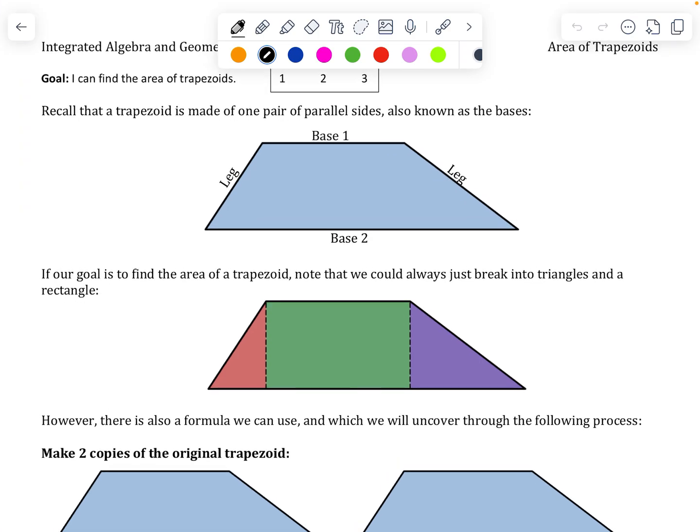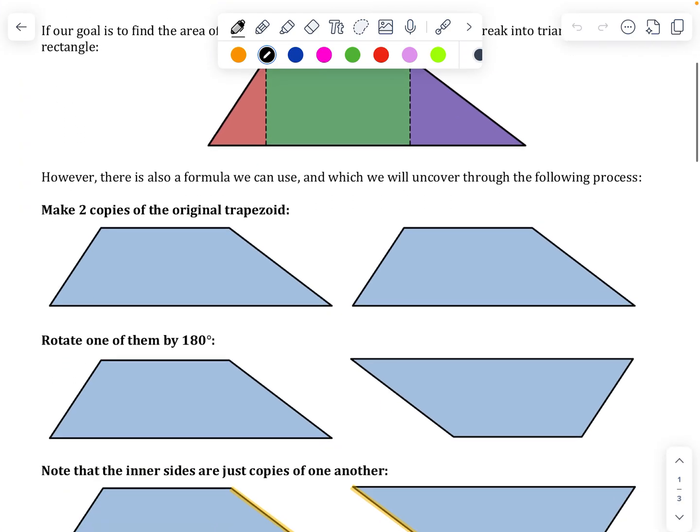However, there's also a formula we can use that will be easier for us to get started on the problems with. So in order to find out what the formula is, instead of me just giving it to you, we're going to discover what it is. If you look here, I have two trapezoids. One is just a copy and paste of the other.